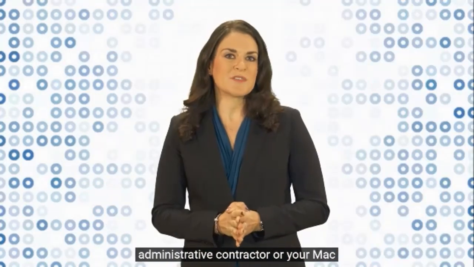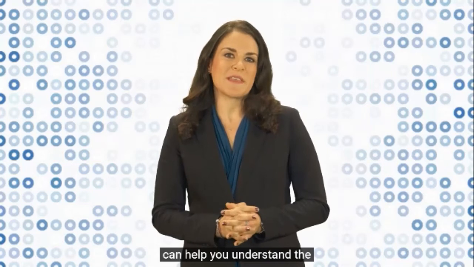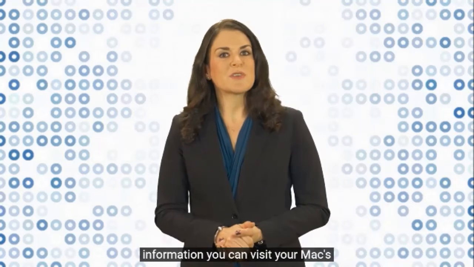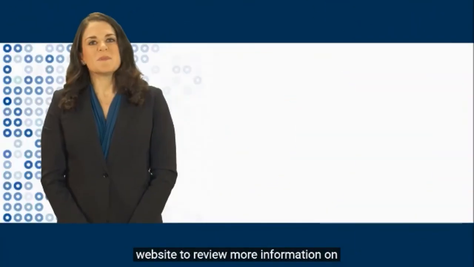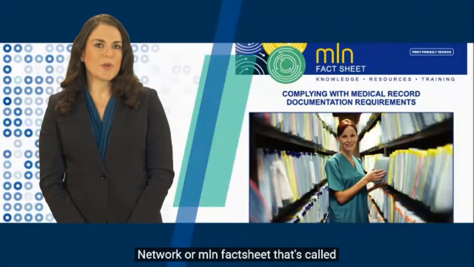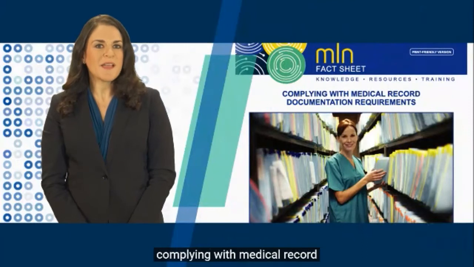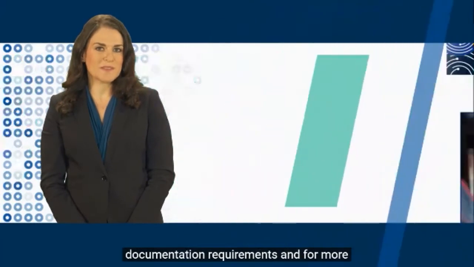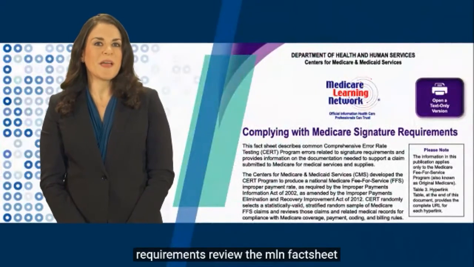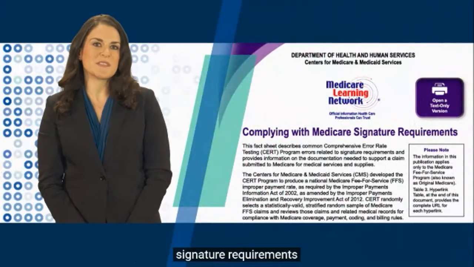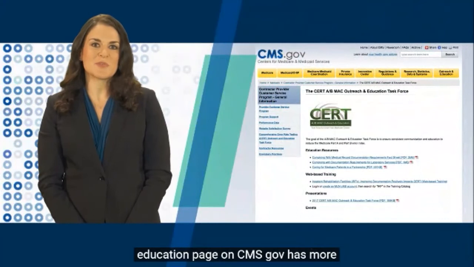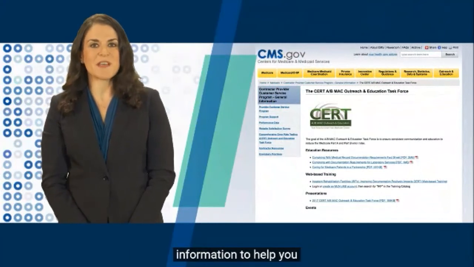Your Medicare Administrative Contractor, or your MAC, can help you understand the documentation requirements, such as the signature requirements. To get more information, you can visit your MAC's website. To review more information on Medicare's documentation requirements, you can review the Medicare Learning Network, or MLN, fact sheet that's called Complying with Medical Record Documentation Requirements. And for more information on Medicare's signature requirements, review the MLN fact sheet that's called Complying with Medicare Signature Requirements. Finally, the CERT AB MAC Outreach and Education page on cms.gov has more information to help you.